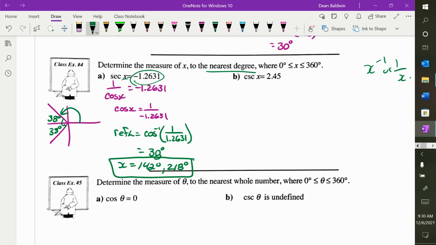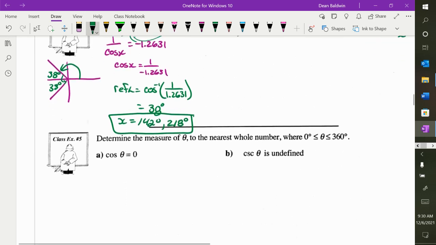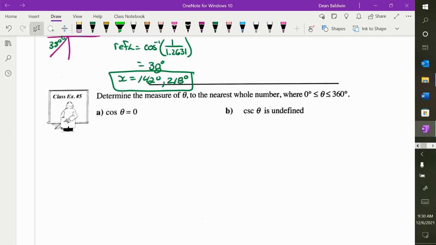Okay, 2 more, and then I'll give you some practice. Cos theta equals 0. All right. So, cosine theta equals 0. That gives us no information about the quadrants we're in because 0 is not positive or negative. So right away, find your reference angle.